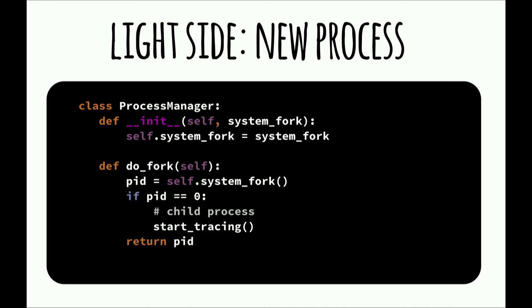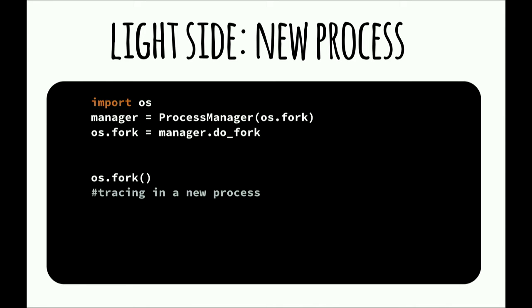How can we use our process manager? It's very simple. We import module os, create the instance of our ProcessManager class and pass the original os.fork function to it, and after that we replace attribute fork of the module os with our method do_fork. And after that, every time when we call os.fork function, we add our debugger tracing to every new process.